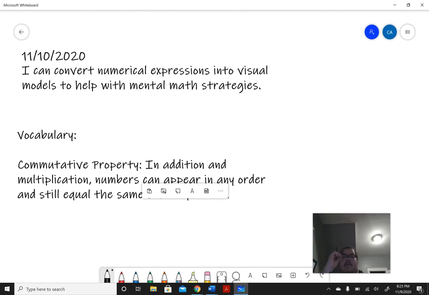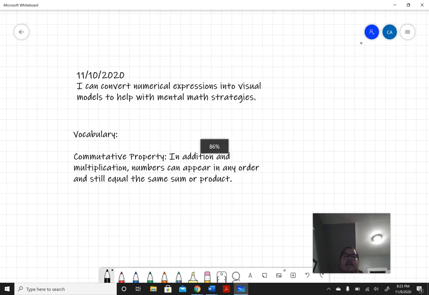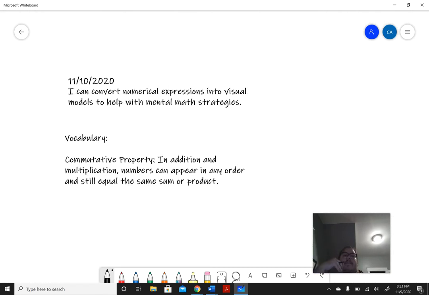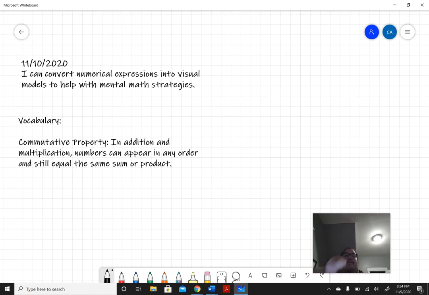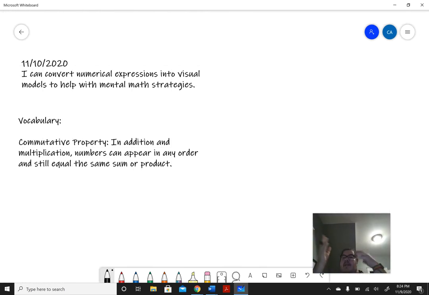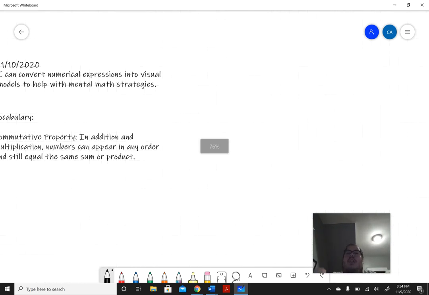Let's check out that learning model one more time and then let's get to it. Okay, I can convert numerical expressions into visual models to help with mental math strategies. Okay, so what we're going to be doing is taking those numerical expressions, turning them into visual models like tape diagrams, like we did yesterday, and using those to help us use some mental math to understand something. Okay, so let's give this a whirl, shall we?